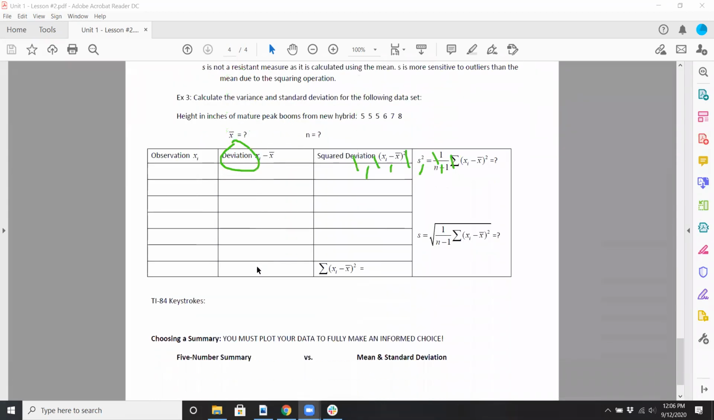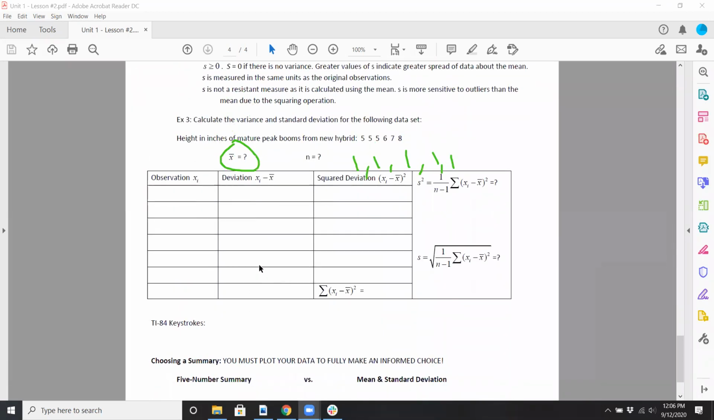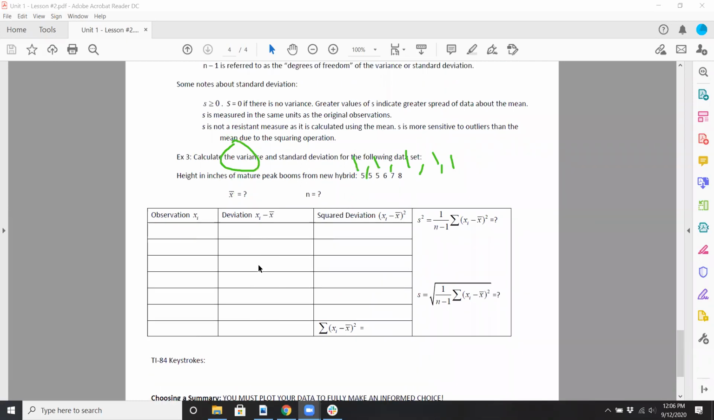So we're going to fill this out. And then we'll actually do this for North Carolina and for New York City. But we'll do it in the spreadsheet because it's a little easier. So obviously let's find the mean here. So I can use my calculator. The mean is going to be 5 plus 5 plus 5 plus 6 plus 7 plus 8 divided by 6.